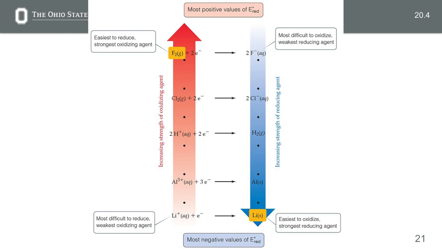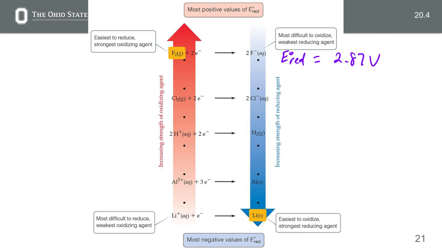And if we're looking at the reduction potential for this half reaction, I wrote this down. Where did I put it? Here it is. It is 2.87 volts for the F2 plus 2 electrons. So you see a large positive value.